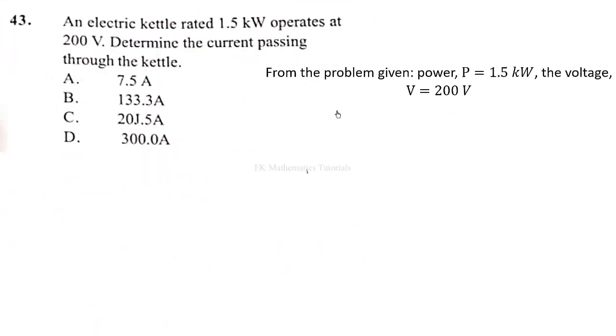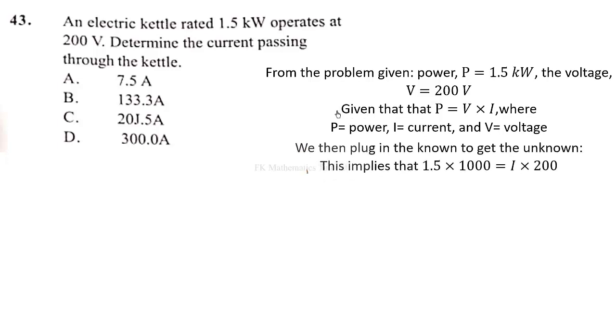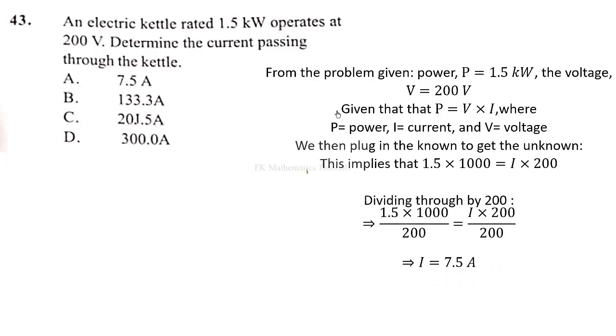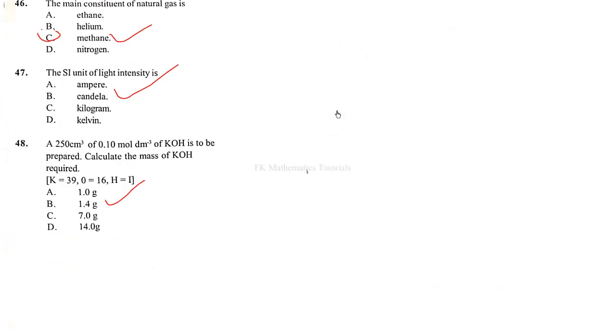Then let's do this last one. When we substitute into the formula and solve, we get the current to be 7.5 amps. So the correct answer is A.